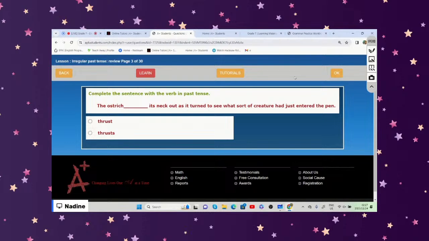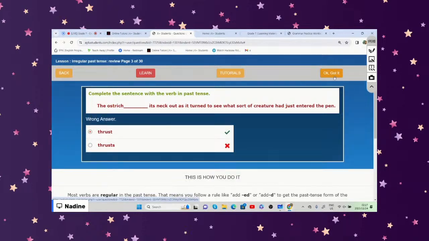So we can say the ostrich thrusts its neck out as it turned to see what sort of creature had just entered the pen. Oh, so it's basically just thrust. It's not thrusts, right? So we basically just thrust.